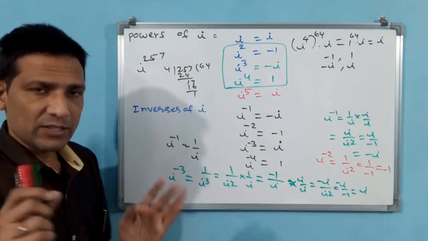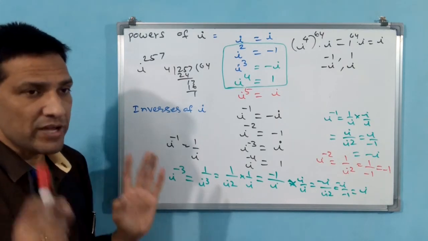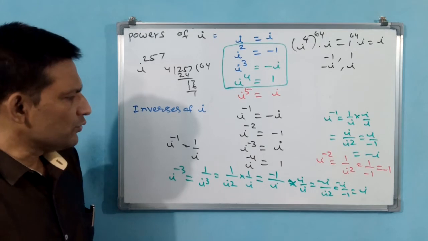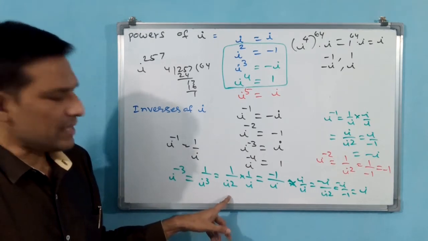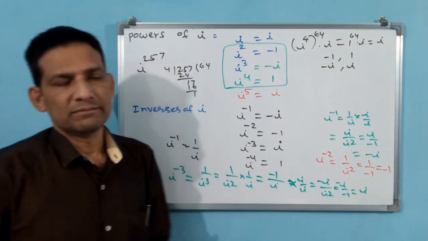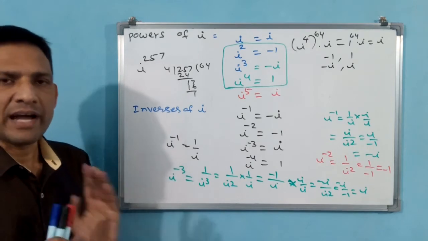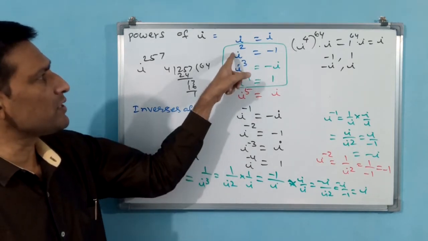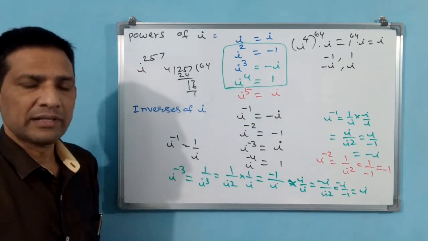See, rationalization you have to keep in your mind. And i square is base, also you have to keep in your mind. Unless you remember i square is base, you cannot do this calculation. Always I am telling i square, i square, i square. Wherever you go, i square only is the base.